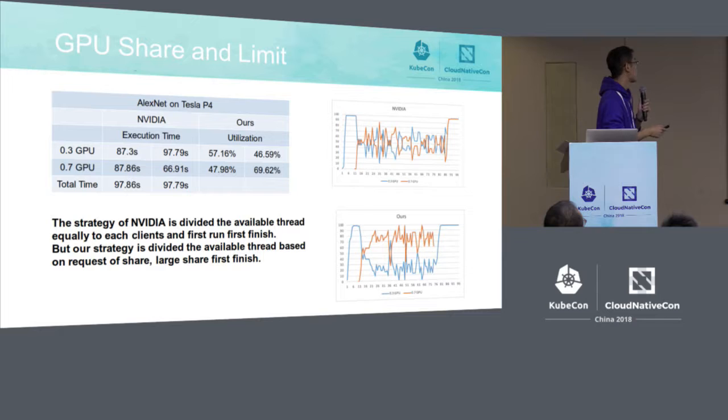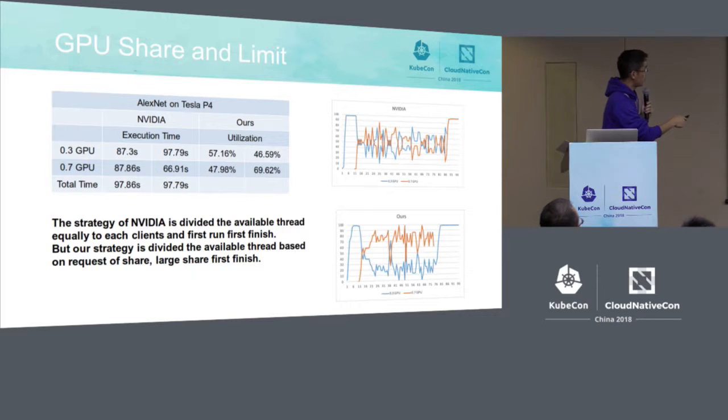We ran this data on a Tesla P4 server, and we used two different applications. One uses 0.3 GPU and the other uses 0.7 GPU. As you can see on the slide, the app with 0.3 GPU runs first, and we can see that the default time slice for NVIDIA is actually quite even for both applications, and we found that the task using 0.3 GPU will finish first.